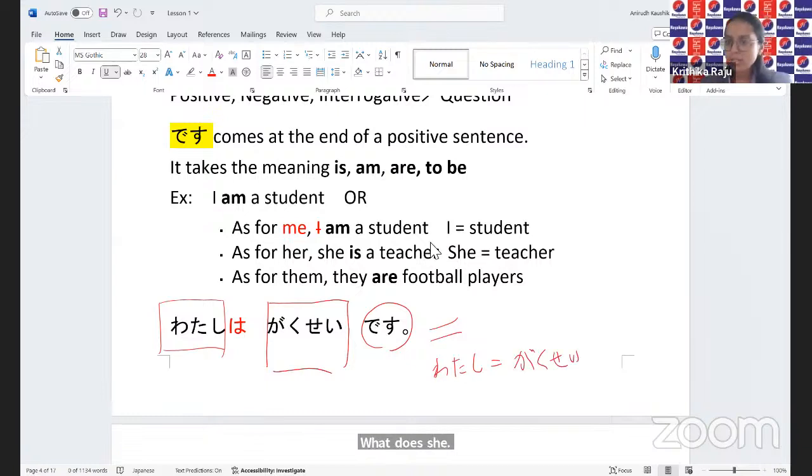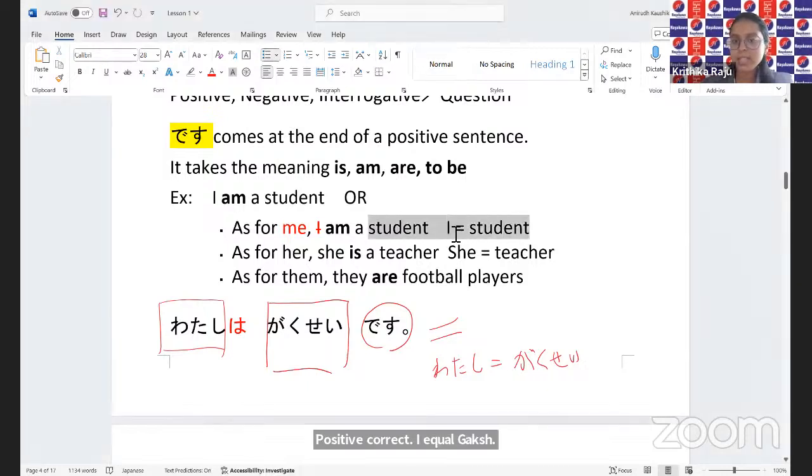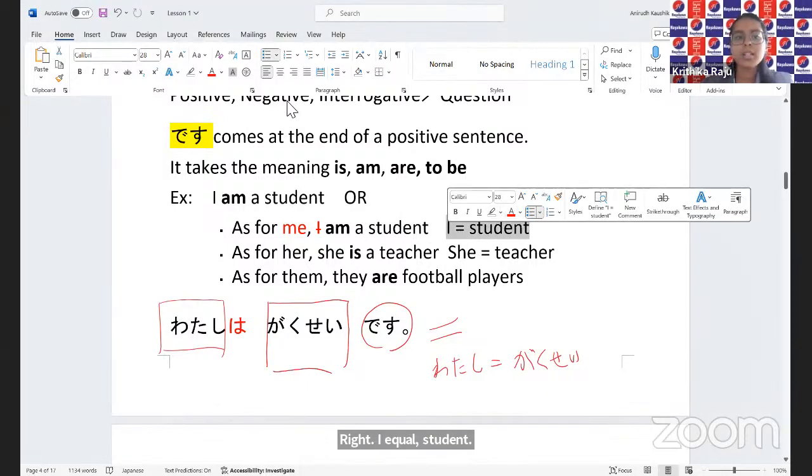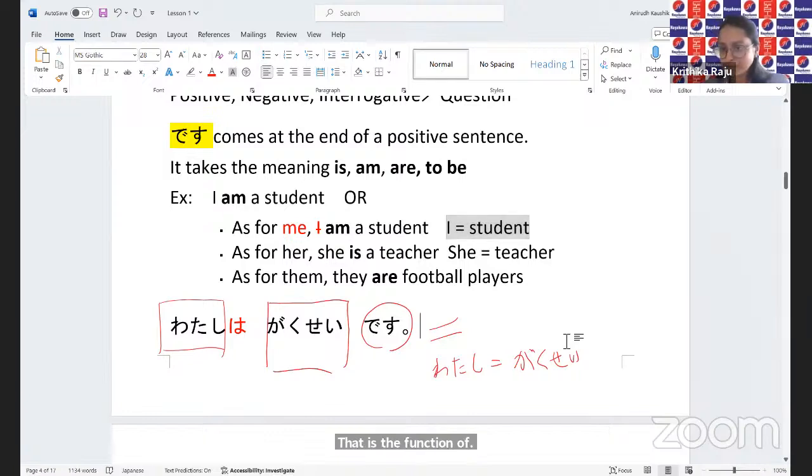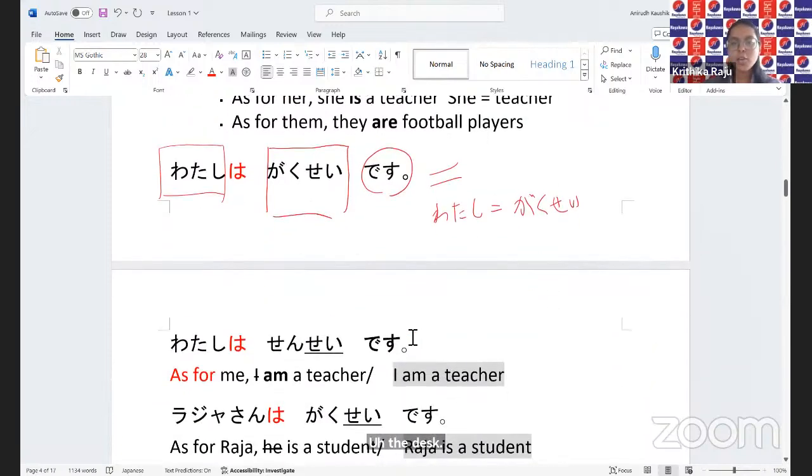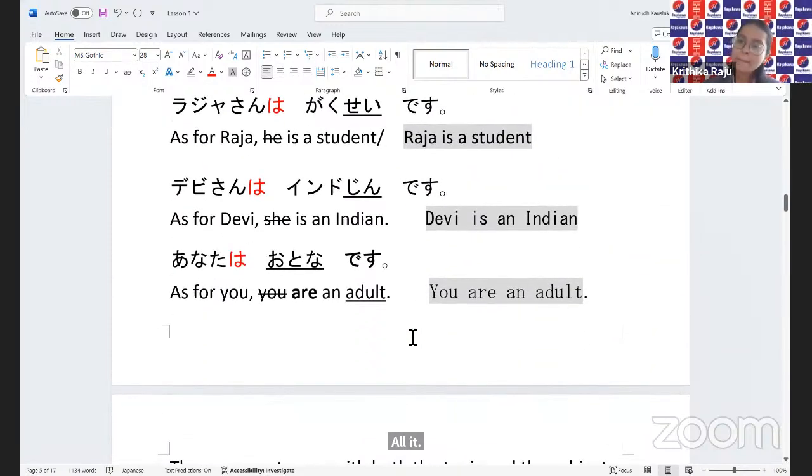I am student. Positive. Correct. I equal gakusei. Right? I equal student. That is the function of the desu. All right. So, any questions so far?